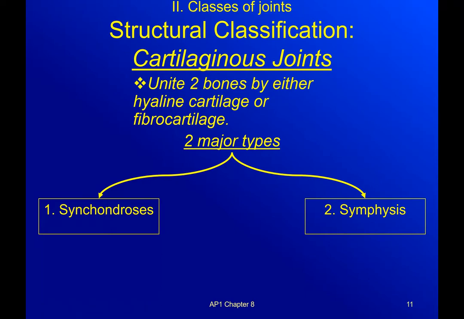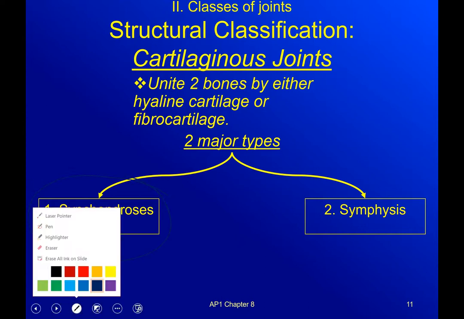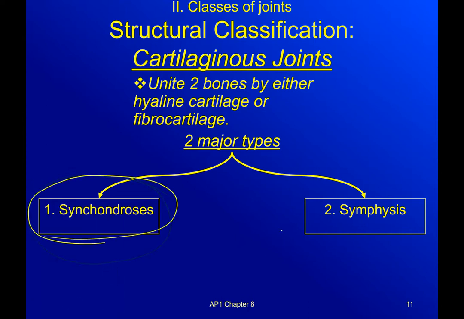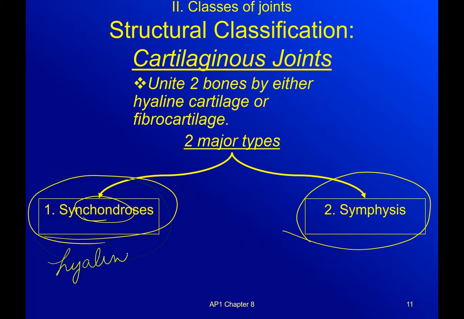Cartilaginous joints. Now, with cartilaginous joints, you have two kinds. You have synchondrosis, which you can't see me writing that at all. Synchondrosis, and you have symphysis. Now, the difference between the two is what kind of cartilage is holding the joint together. Synchondrosis. So I always think the first cartilage that pops into my head is hyaline cartilage. So hyaline cartilage is responsible for synchondrosis.